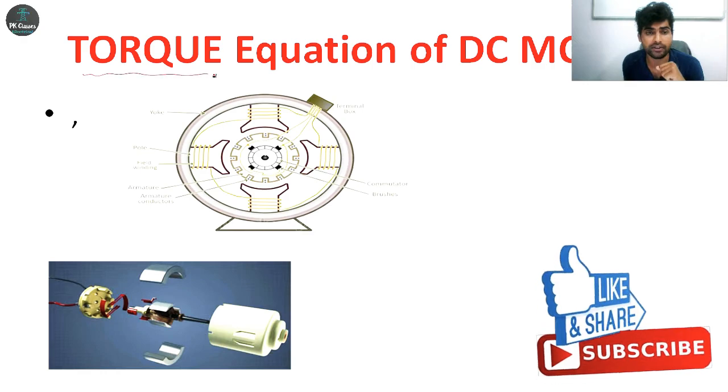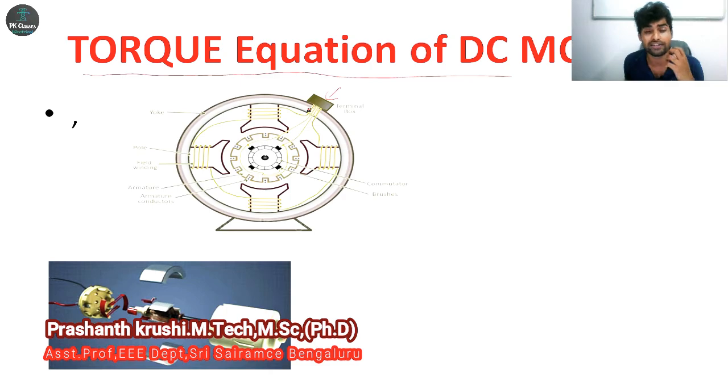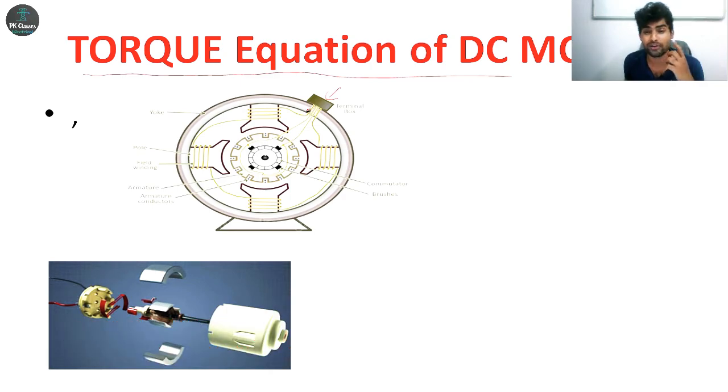Let's derive torque equation of a DC motor. Motor converts electrical to mechanical, right? Supply we are giving electrical, it gives mechanical output in the shaft in terms of rotation. We were wondering, but it's not magic. We'll see how exactly the rotor rotates and how exactly torque is developed, and on what factors it depends. Watch the video till the end.